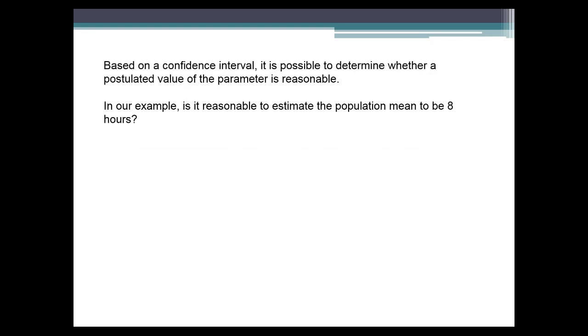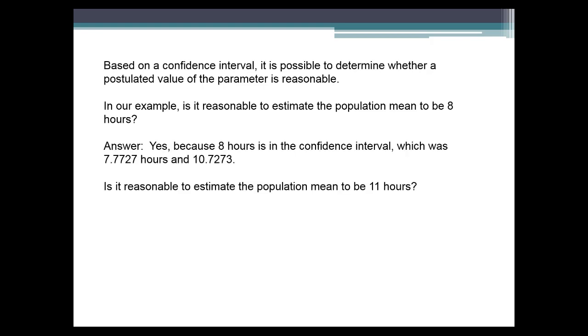Last thing in this lesson, based on a confidence interval, we can determine whether a particular value of the parameter is a reasonable guess. So in our example, would it be reasonable to estimate the population mean to be 8 hours? Well, our confidence interval was 7.7727 up to 10.7273. 8 is in there, which means, yeah, it's a reasonable guess. So the next question, would it be reasonable to estimate the population mean to be 11 hours? Well, no, because that's not in the confidence interval.